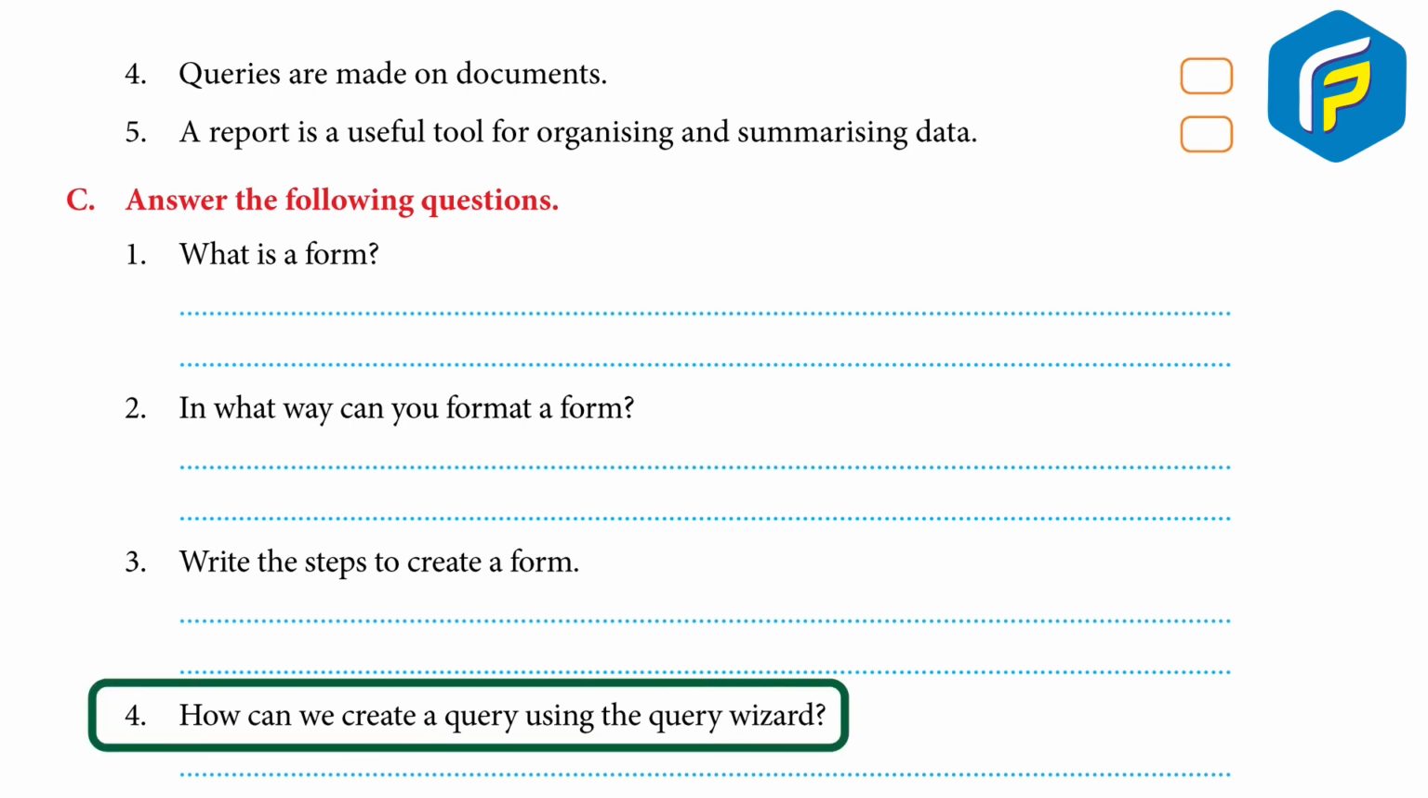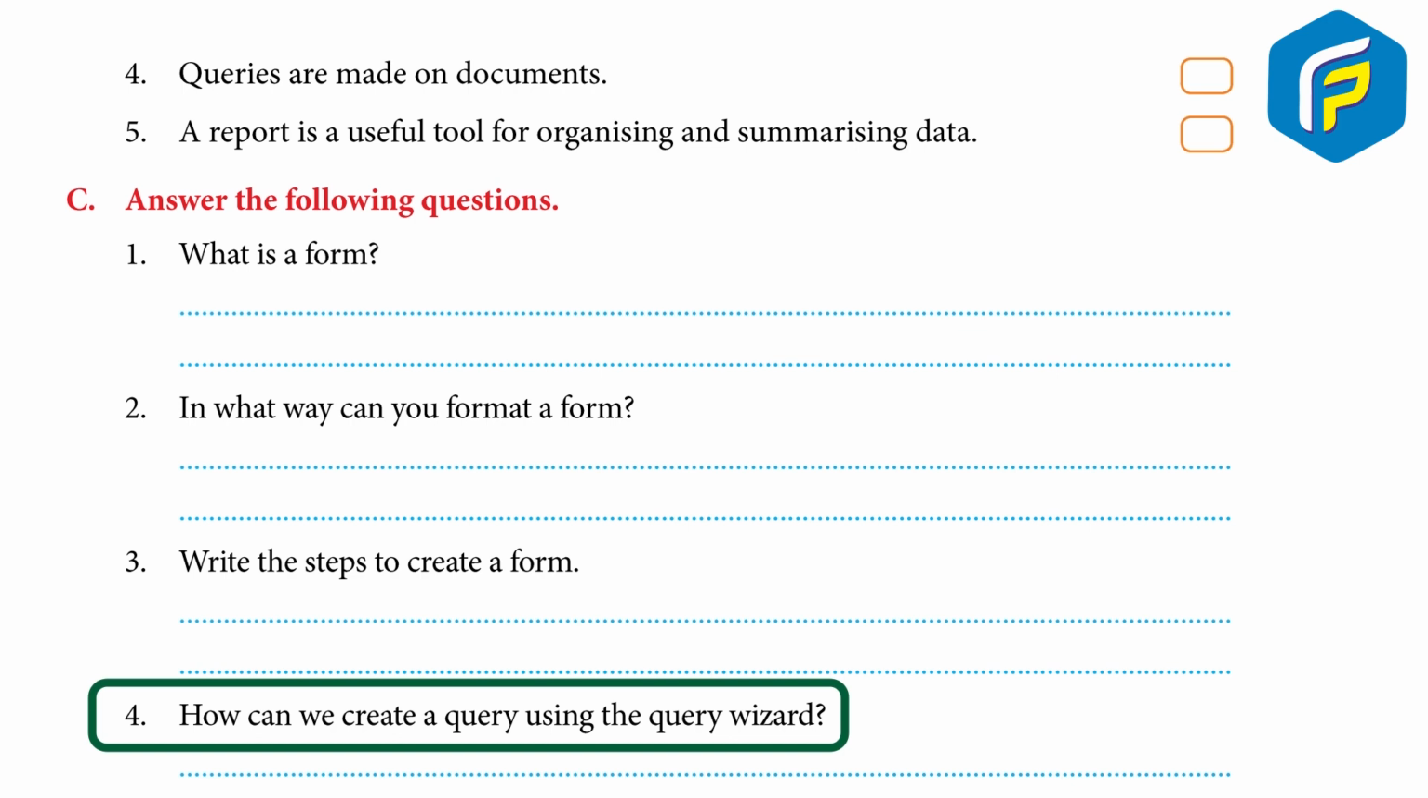4. How can we create a query using the Query Wizard? Answer: creating query with Query Wizard. 1. Select the Create tab in the Queries group. Click the Query Wizard button. 2. The new query dialog box appears. By default, the Simple Query Wizard option is chosen. Click OK to continue.